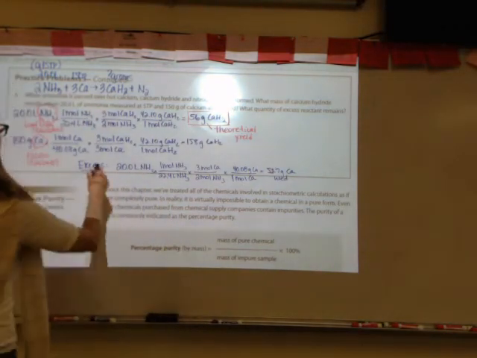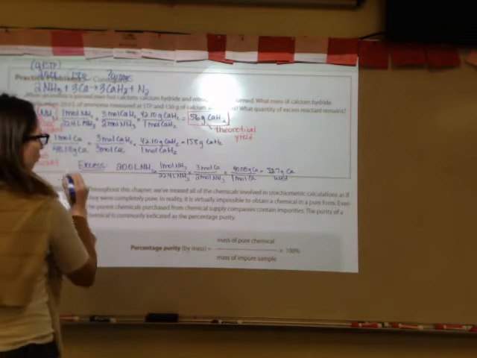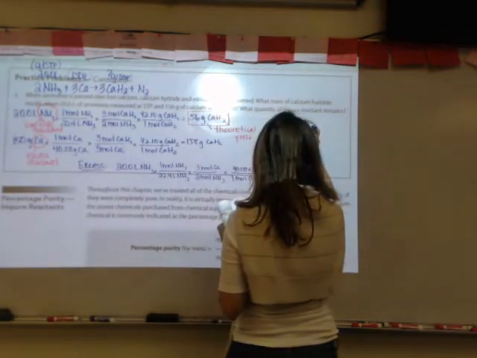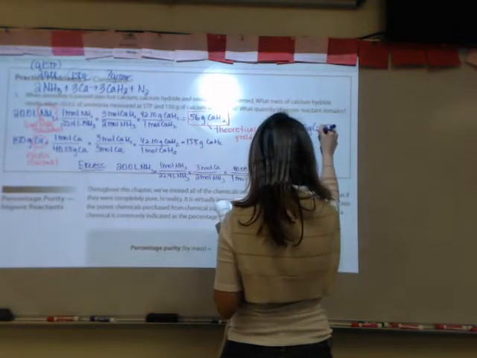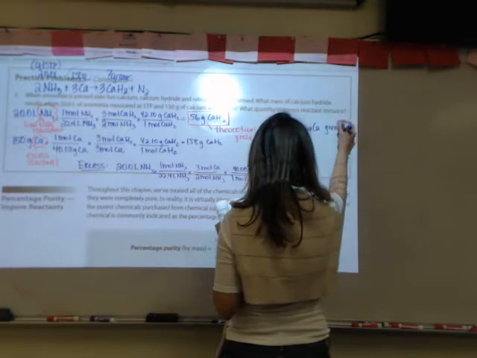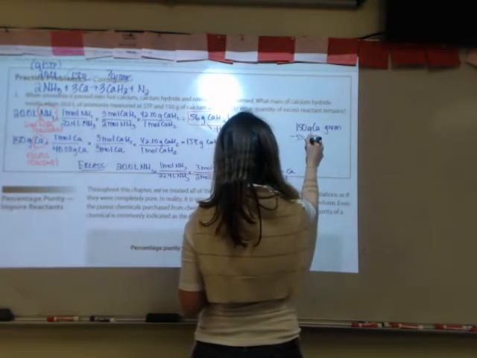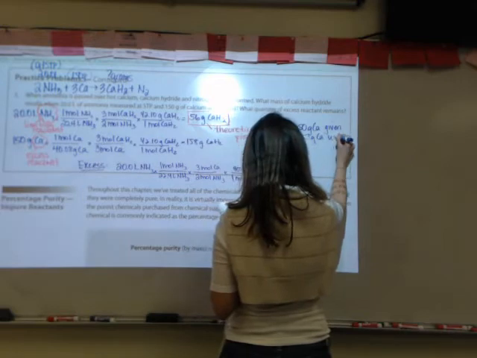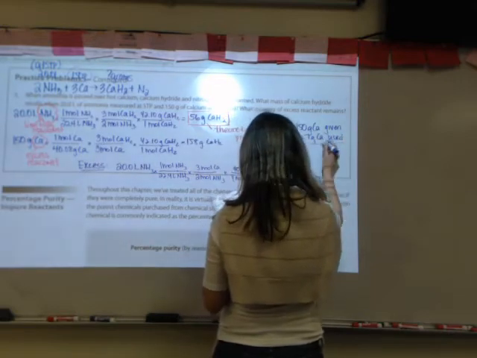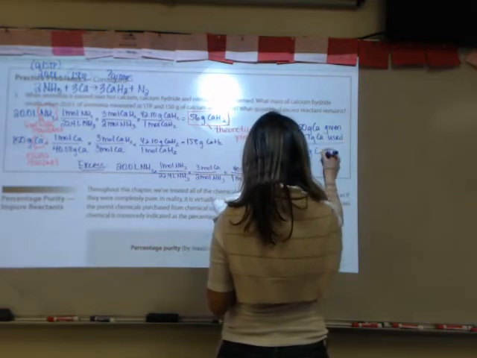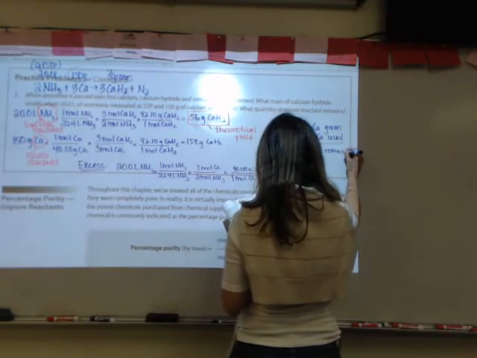So how much remains? Well, we were given 150 grams of Ca. So take your 150 grams of Ca that was given to start the problem, subtract 53.7 grams of Ca that was used, and that's going to give you 96 grams of Ca remains.